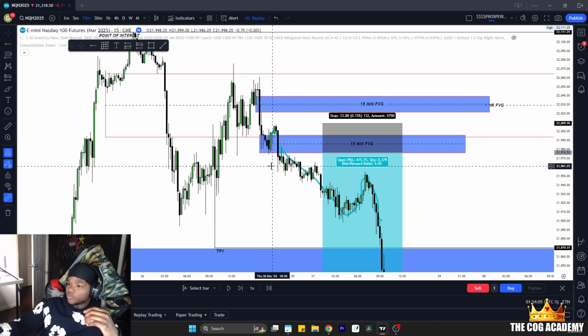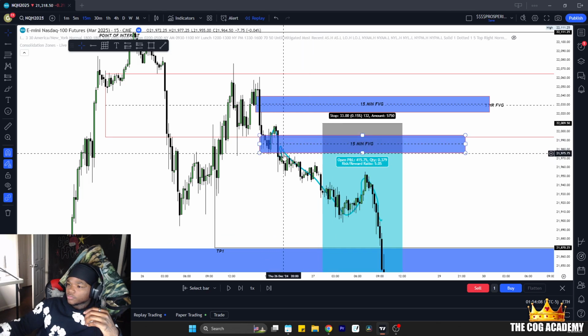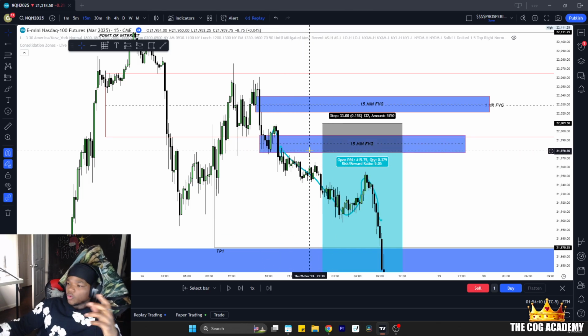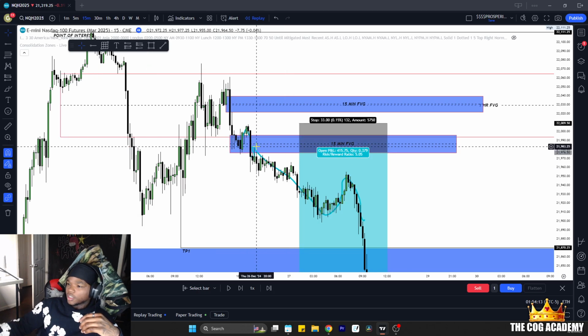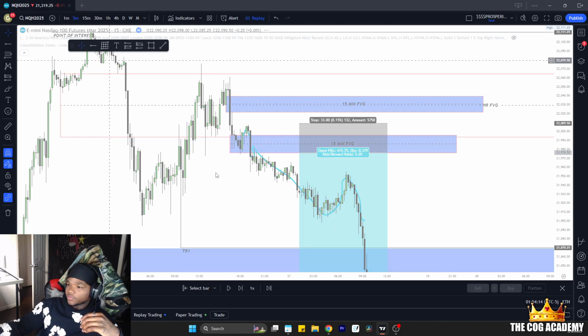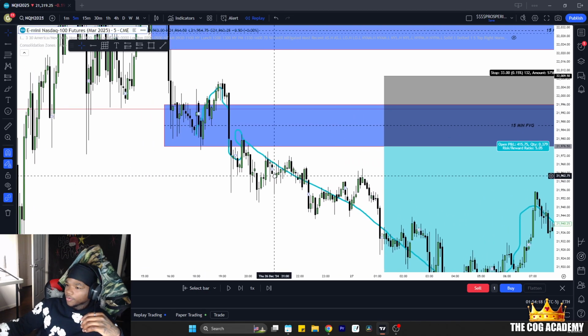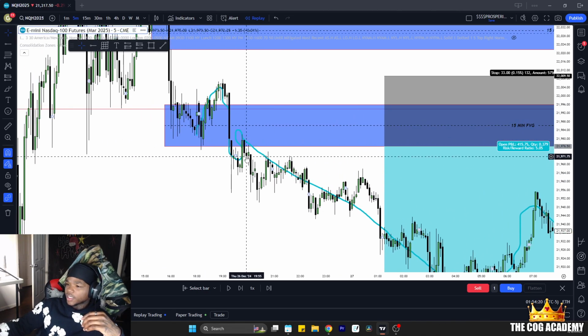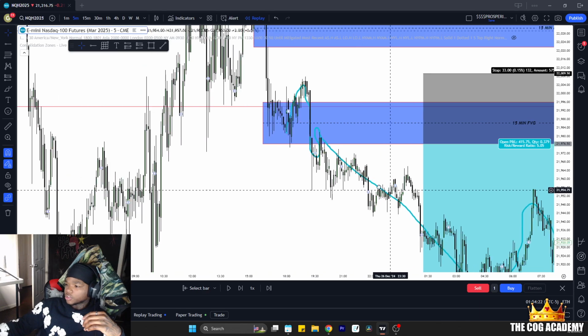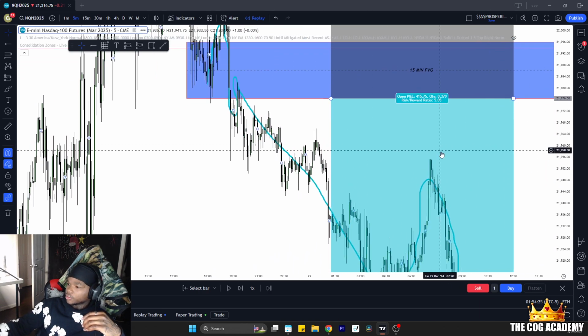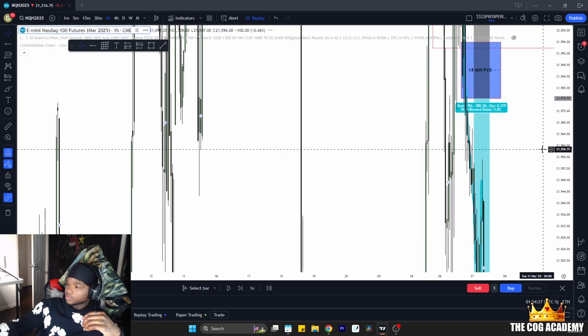So, but still, if we was being mindful of it, we would have tapped into the next lower 15-minute fair value gap, got our entry. We could have got in probably like on a 5-minute. Yep, right here. We could have got in right here. But here, we could have got in this candle or this candle, and then from there, it was just straight glory from there. Straight glory.